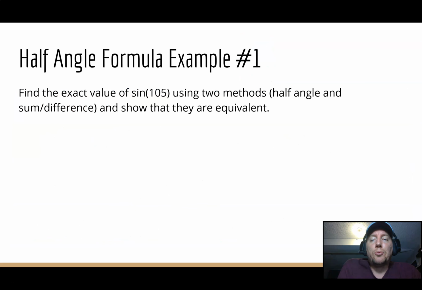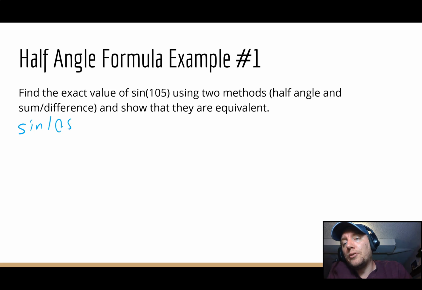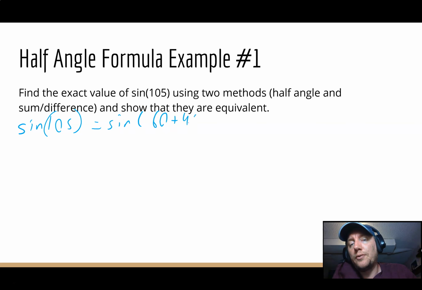So our example number 1. Find the exact value of sine of 105 using 2 methods. We're going to use half angle and we're going to use sum difference. So hopefully remember those off the top of your head. So we have sine 105 and we're going to solve that 2 ways. Let's do the sum difference since we know that. I'm going to rewrite that as sine of 60 plus 45.